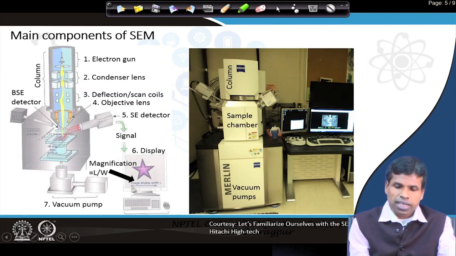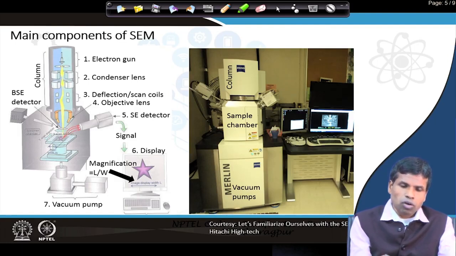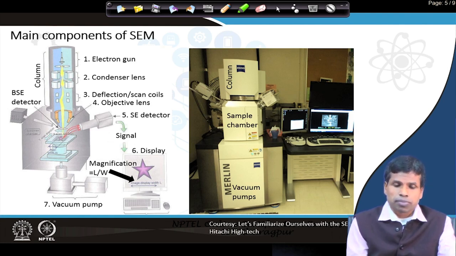So here is the display. Let's say the display length is L and the width of the sample scanned is W. Then magnification will be L by W. Below the sample, we have different vacuum pumps that are used to keep the whole system under vacuum. The sample chamber will be at a vacuum of 10 to the minus 6 torr, and the column has a somewhat higher vacuum. All of the system will be in vacuum, because otherwise electrons will not travel more than a few millimeters. So the whole sample chamber and column are under vacuum.